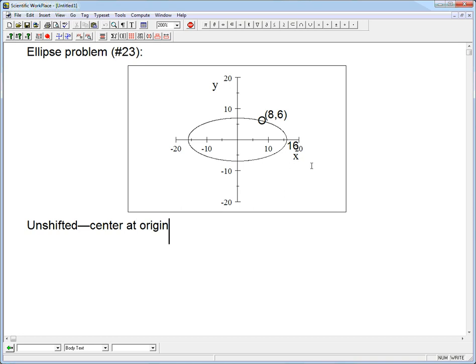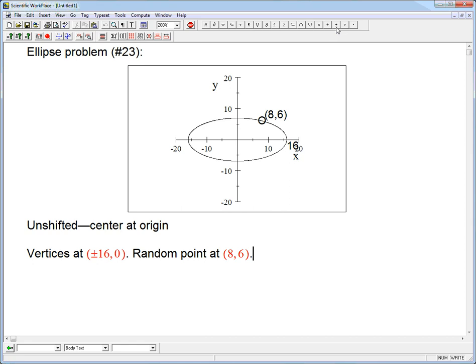And we've got a vertex at 16, 0. And so, in fact, the vertices are just going to be plus or minus 16, 0. And then a random point, and it's very important that that's just a random point. It's not anything special about that. But we just know that the ellipse goes through the point 8, 6. Okay. We've done problems a little bit like this, but I just want to do one more.